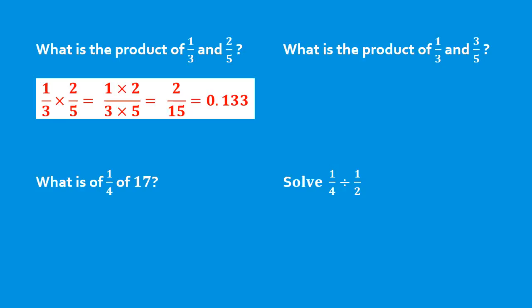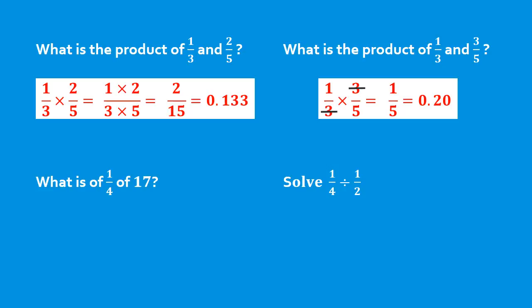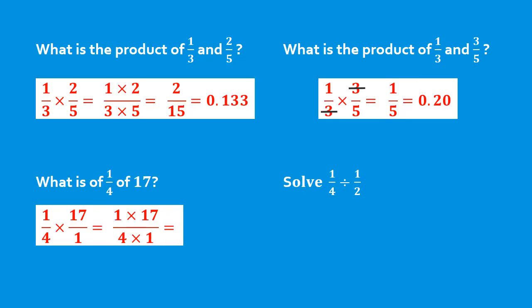We want the product of 1/3 and 3/5. Now, when we have the same number in both the numerator and the denominator, they're going to cancel each other. That's like 3 divided by 3. So we get 1/5, which is 0.20. Now, if the number we're analyzing is a whole number, like 17 here, what that really means is that the number is over 1. 17 is our numerator and 1 is our denominator. So again, we multiply our numerators and denominators. We get 17 over 4. Then when we divide, we get a value of 4.25.